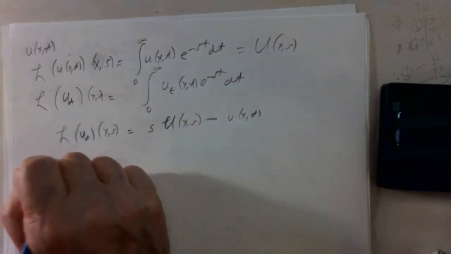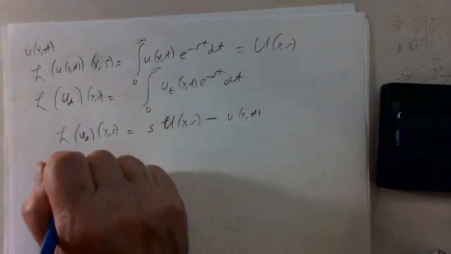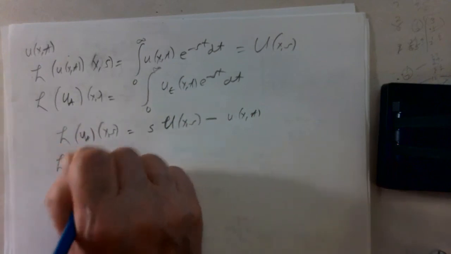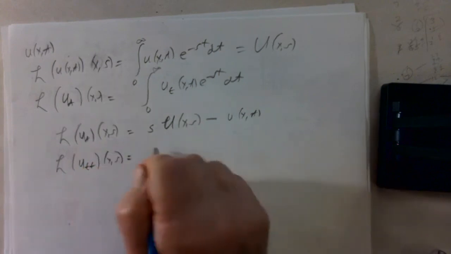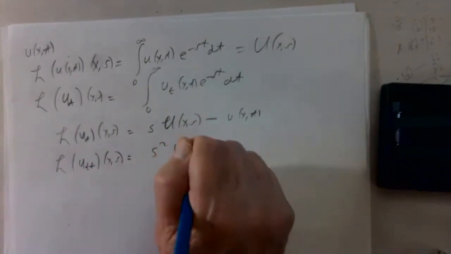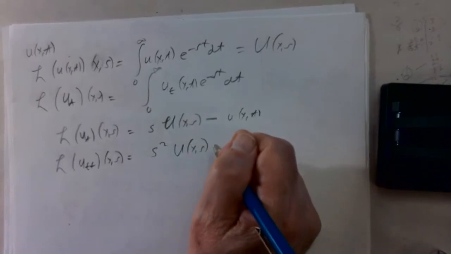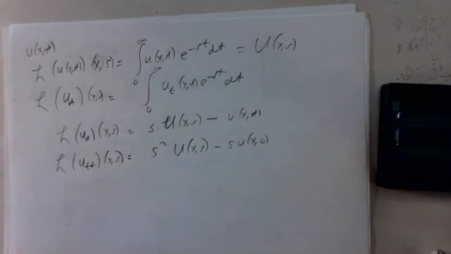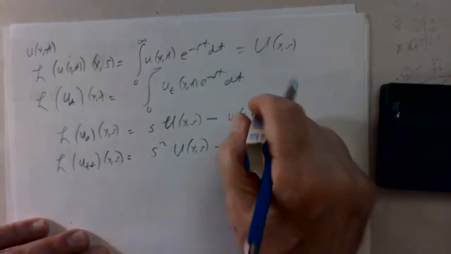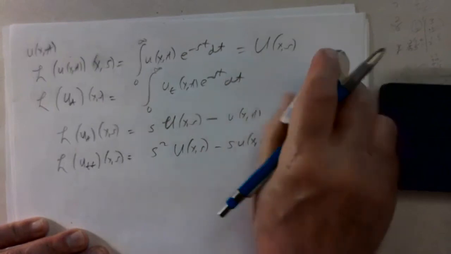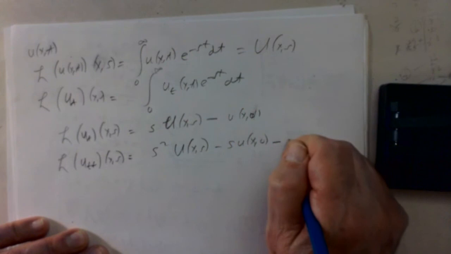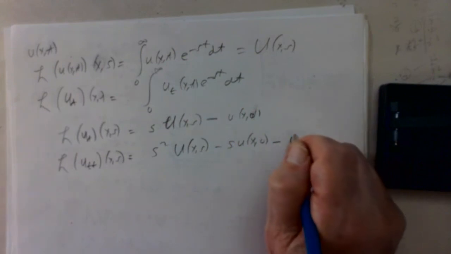And if we take the second derivative of u with respect to t, we get s squared U of x, s, minus s u of x, 0. It's supposed to be a 0 here. Minus u sub t of x, 0.